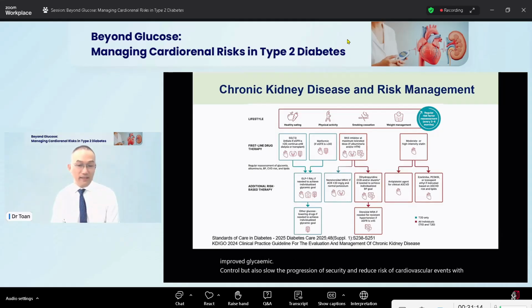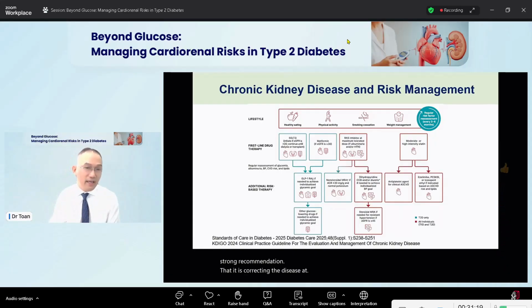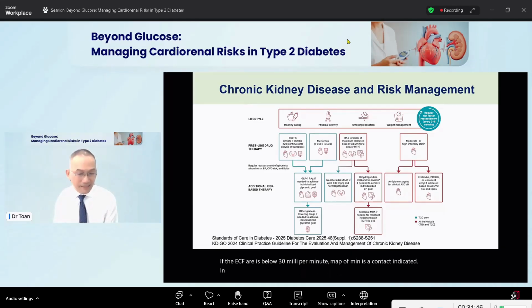That it is chronic kidney disease recommendation by ADA 2025 and ADO 2024. Metformin can be used for treatment of diabetes, but its use depends on eGFR level. If the eGFR is below 30 milliliters per minute, metformin is contraindicated. In the case where metformin is contraindicated, GLP-1 receptor agonist can be used as therapy.